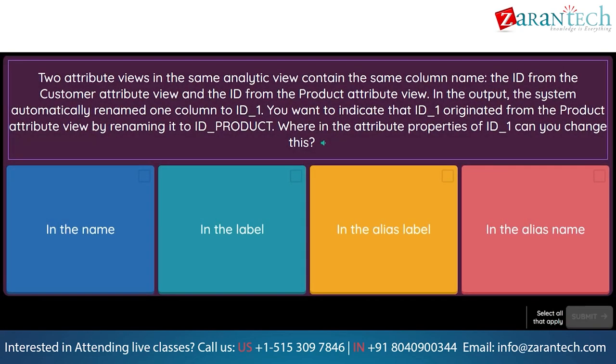Question, two attribute views in the same analytic view contain the same column name, the ID from the customer attribute view and the ID from the product attribute view. In the output, the system automatically renamed one column to ID_1. You want to indicate that ID_1 originated from the product attribute view by renaming it to ID_product. Where in the attribute properties of ID_1 can you change this?